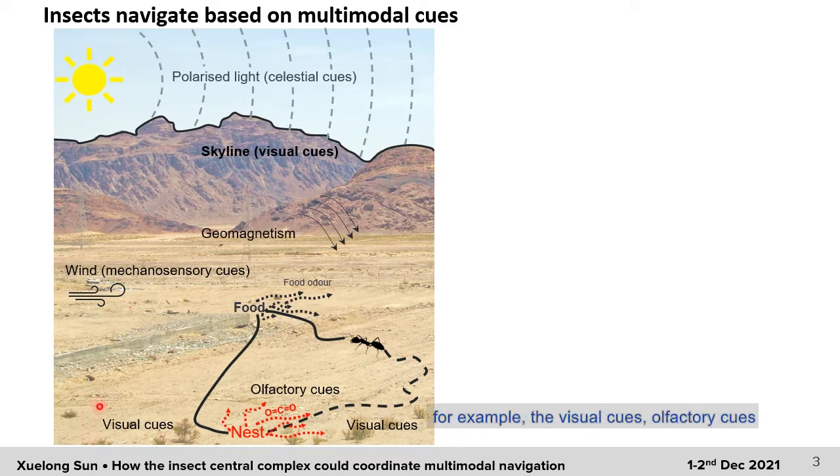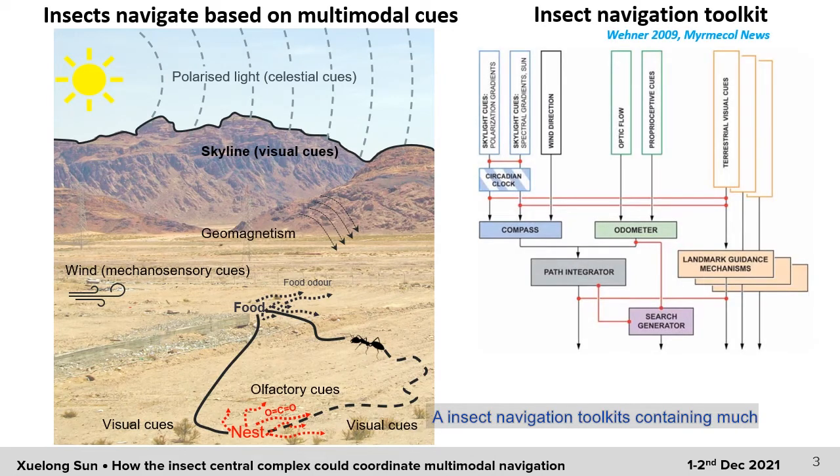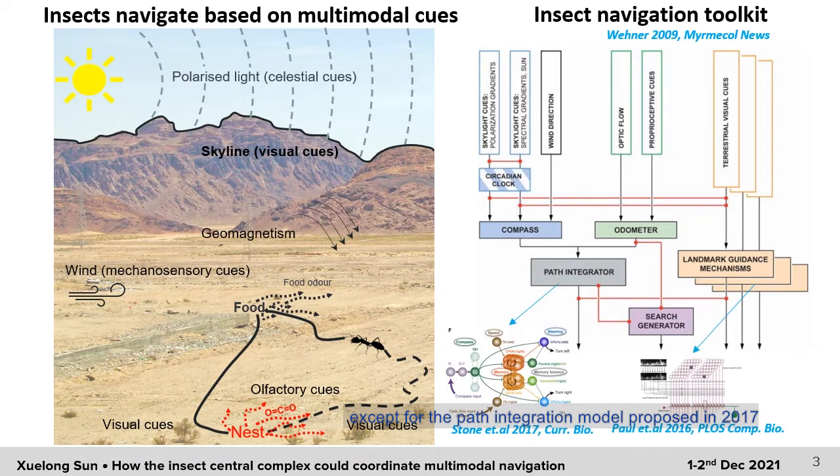For example, visual cues and olfactory cues. An insect navigation toolkit, containing many mechanisms applied by insects for navigation, was revealed in 2009, but a biologically plausible computational model for those mechanisms is lacking, except the partial integration model proposed in 2017 and some visual navigation models. So much is unknown about visual navigation and its interaction with other mechanisms.